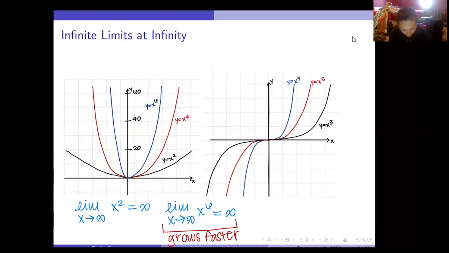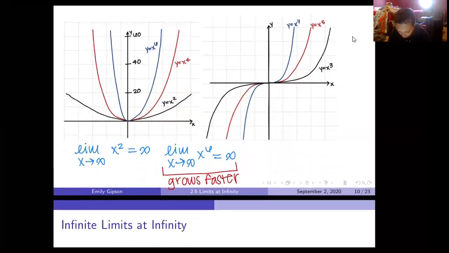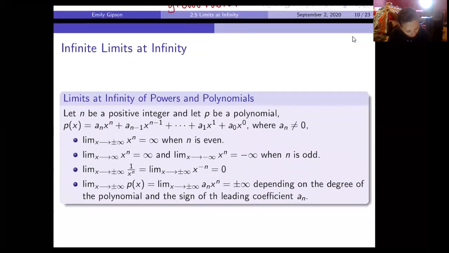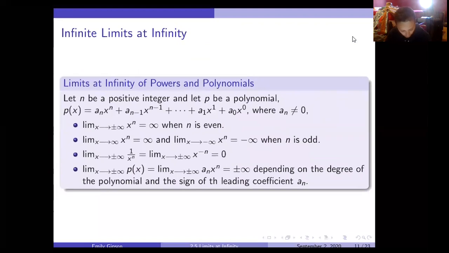So if we've got these patterns, then we better have a theorem that talks about the rules here. And indeed we do. This is going to be theorem 2.6 from your textbook. So if you want to see it written out just in a different font, go ahead and check that out. But let's let n be a positive integer and let p be a polynomial.